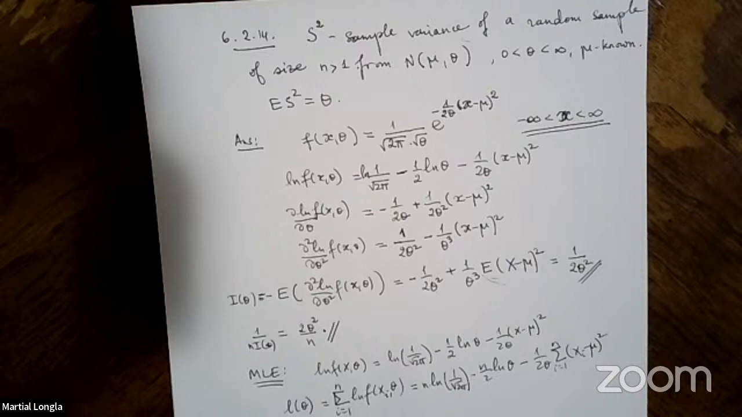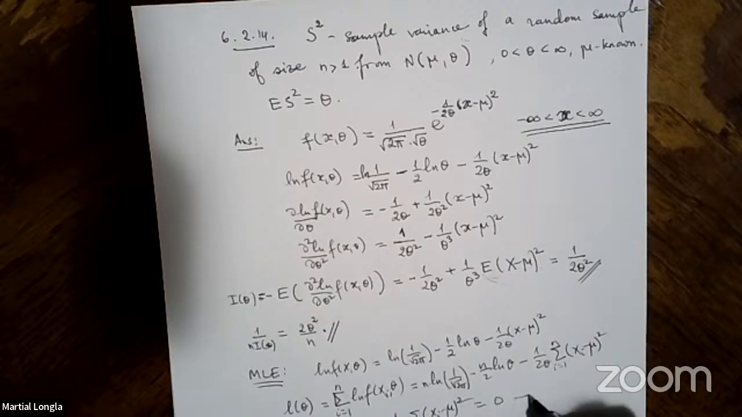And so dl over d theta, when you take the derivative here, what you get is minus n over 2 theta. The derivative here is plus 1 over 2 theta squared times the sum of (xi minus mu) squared. You set that equal to 0.